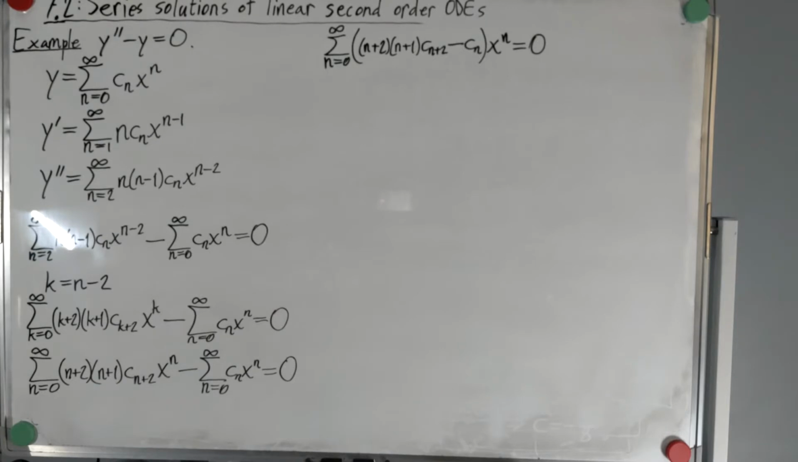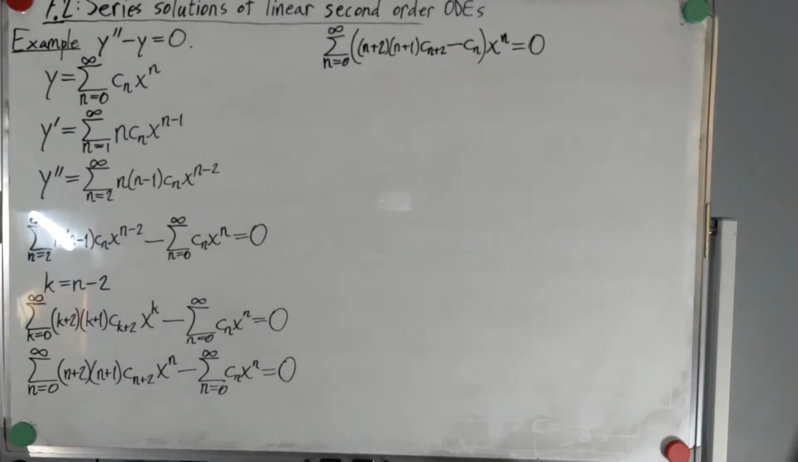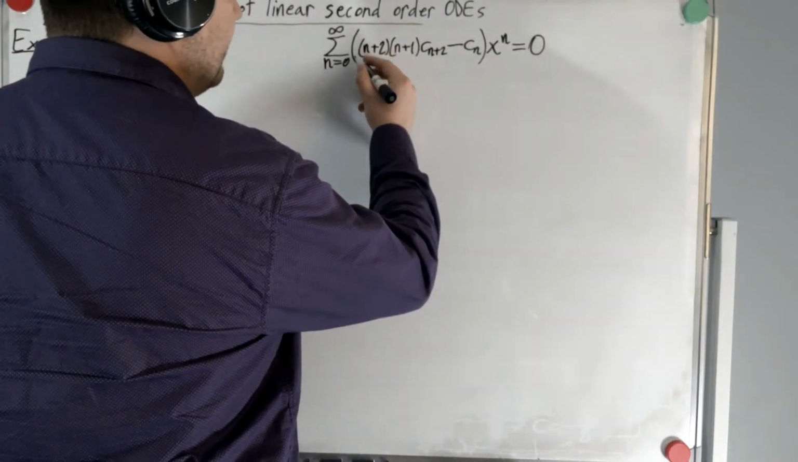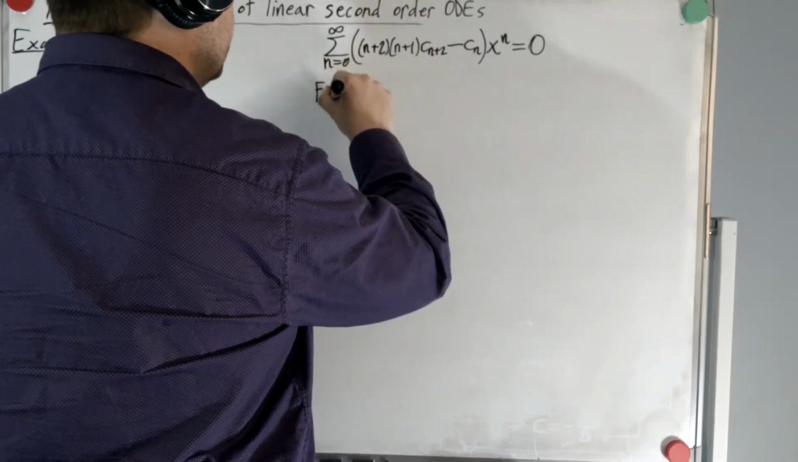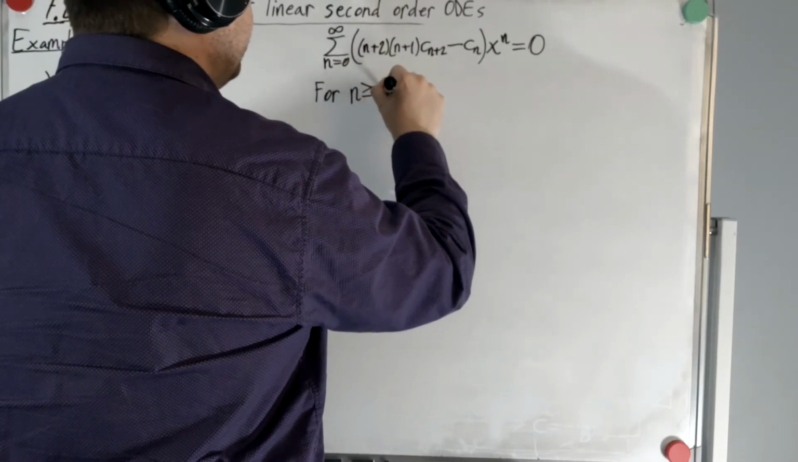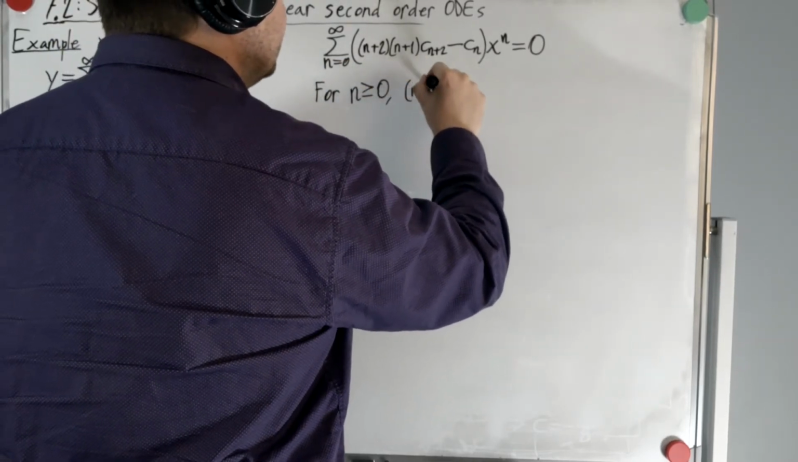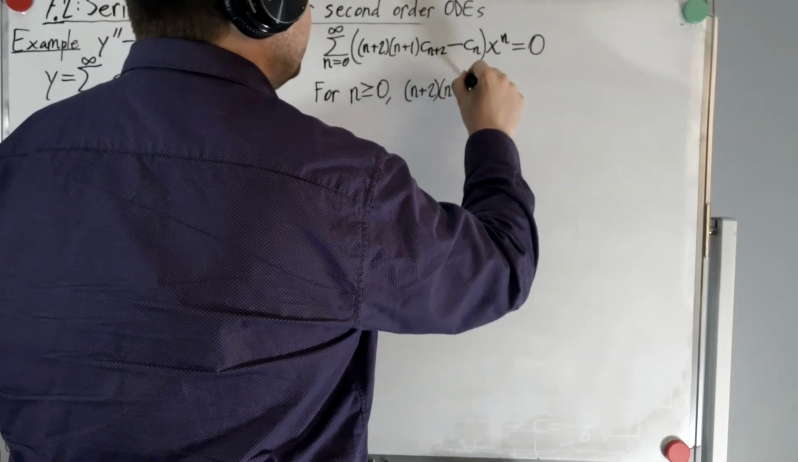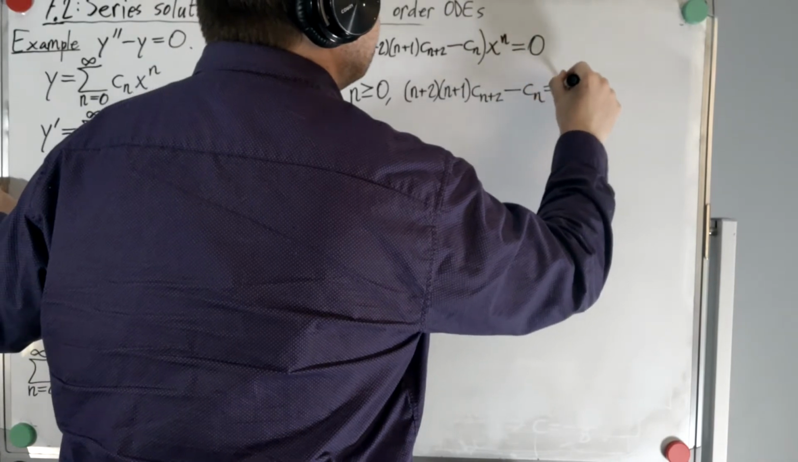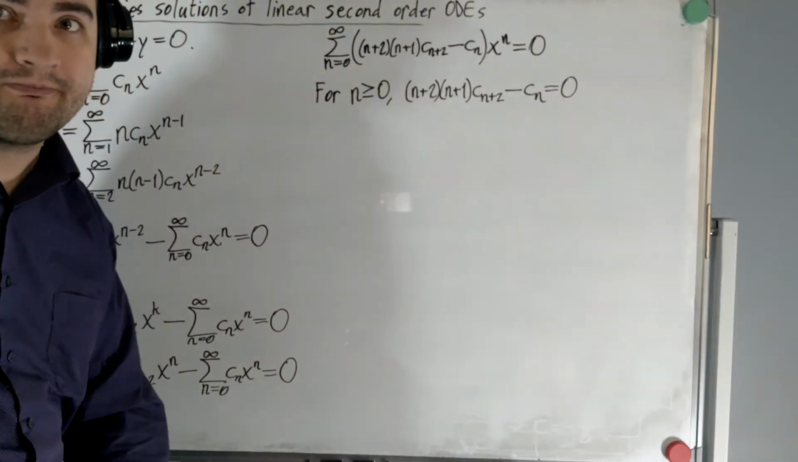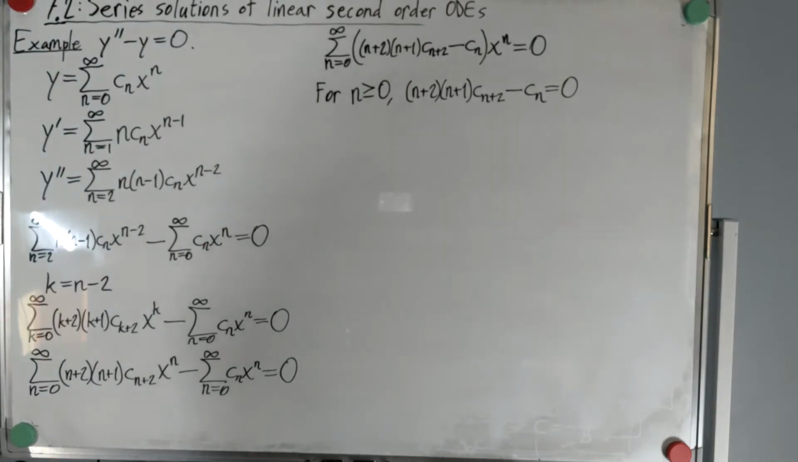So this is saying a power series is equal to 0. Well, there's only one way that could happen, and that's if all of the coefficients are 0. So what that means is that for n greater than or equal to 0, n plus 2 times n plus 1 times c_(n+2) minus c_n has to be 0.